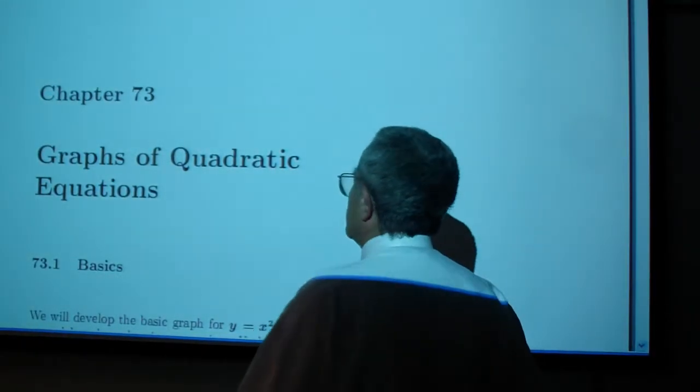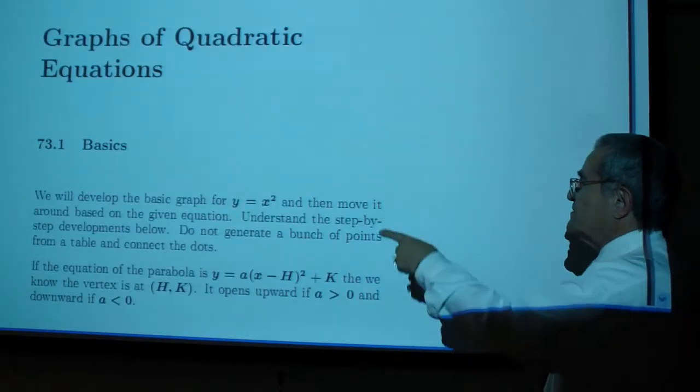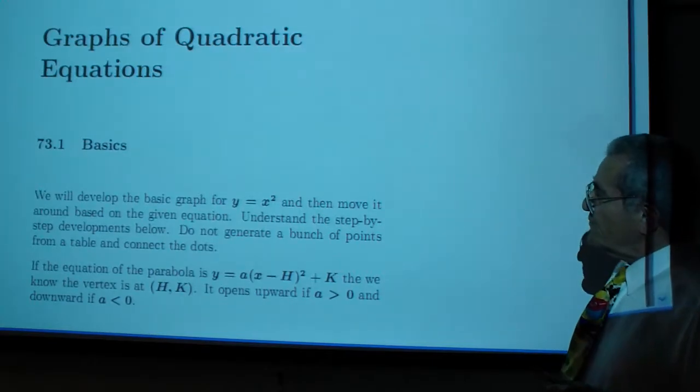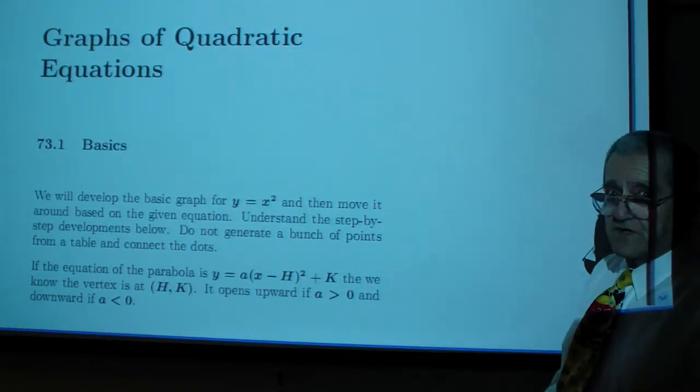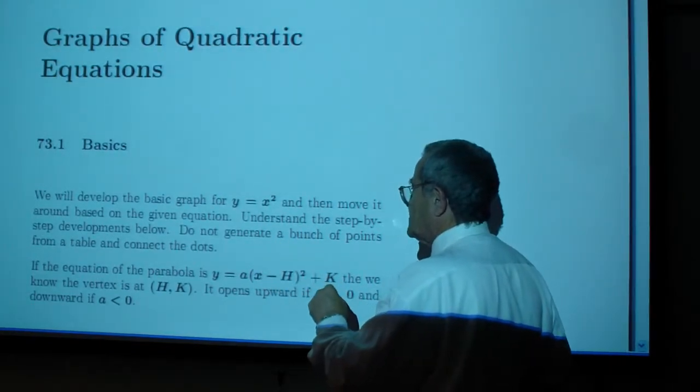Chapter 73, Graph of Quadratic Equations. We will develop the basic graph for y equals x squared, and then move it around based on the given equation. Understand the step-by-step developments below.